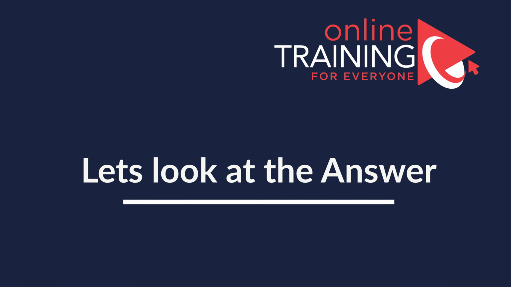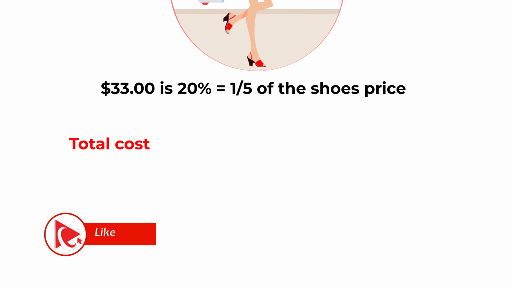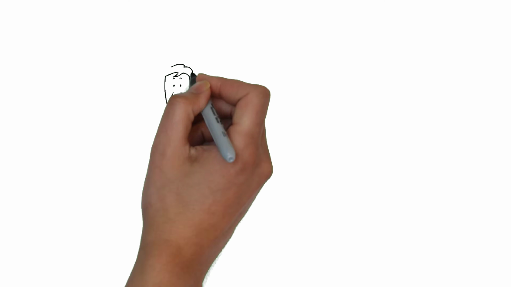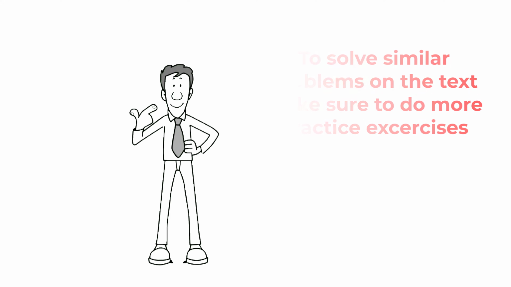The answer to this problem is very simple. $33 is 20% or 1/5 of the shoes' price. So the total cost of the shoes would be 33 multiplied by 5, which would be equal to $165. So the correct answer here is choice D, $165. Hopefully you've nailed this question and now know how to answer similar problems on the test.